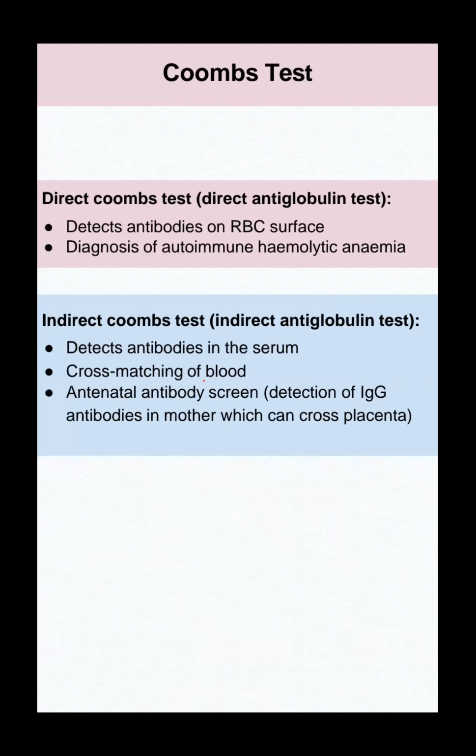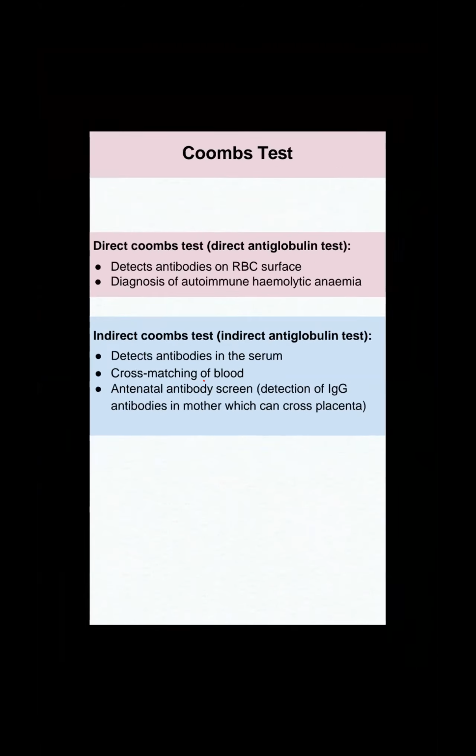Coombs test is a hemolytic test where we have to see whether any hemolysis is present or not. The direct Coombs test, or direct antiglobulin test, detects antibody on the RBC surface, and we use it to diagnose autoimmune hemolytic anemia. The indirect Coombs test detects antibody in the serum. We can do the indirect Coombs test for cross matching in blood transfusion and for antenatal antibody screening.